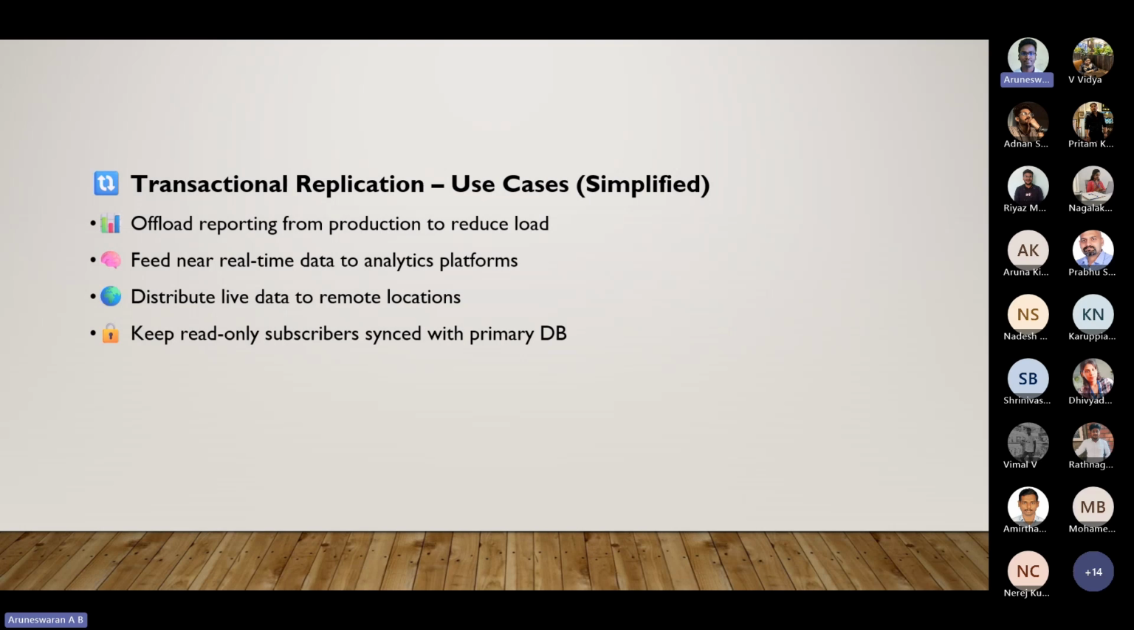The fourth one is keep the read-only subscriber in sync with the primary DB. Here the primary DB is our server A. I have synced with the primary DB, but the subscriber is only in read mode. So if I make any changes on this subscriber side, if I perform any insert or update, it will break the replication. It will also give some issues on the database side.